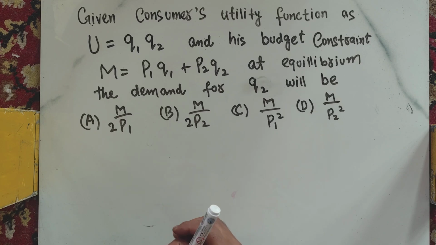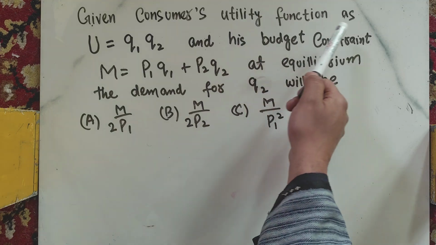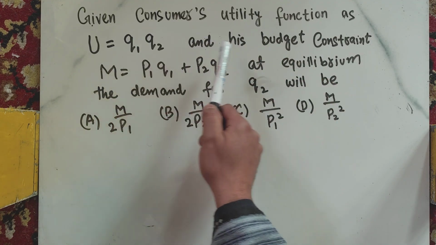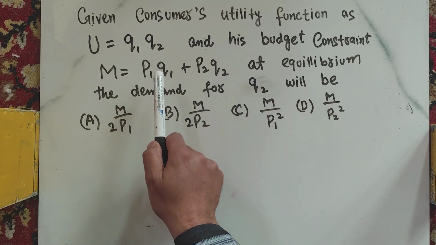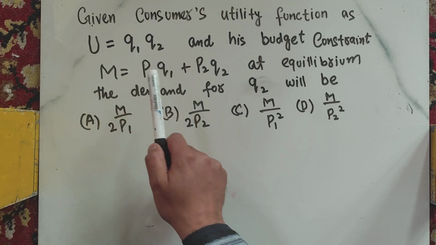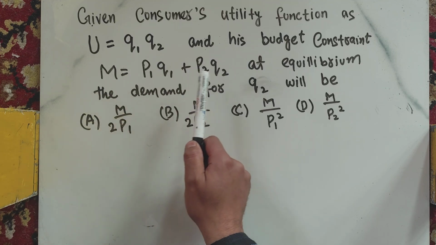In this video, we will learn how to find out the demand function for a good given the utility function. The consumer's utility function is U equal to Q1 times Q2, where Q1 and Q2 are the two goods, and his budget constraint is M is equal to P1 Q1 plus P2 Q2, where M is the income, P1 and P2 are the prices of good Q1 and Q2.